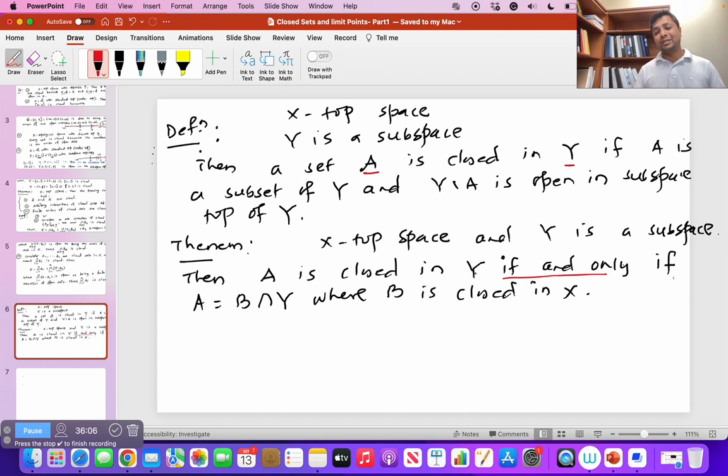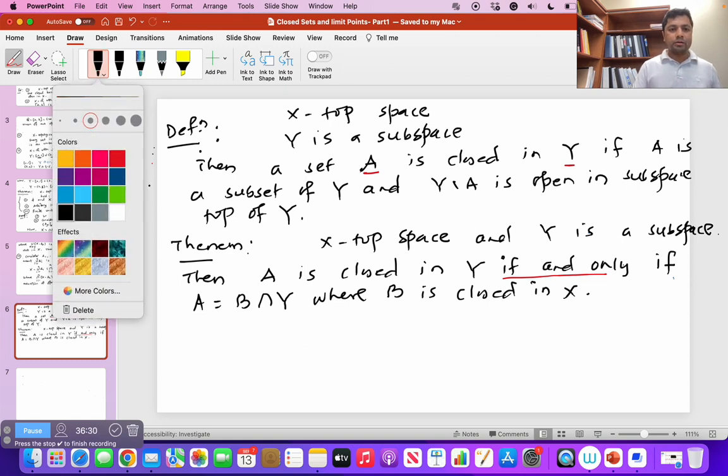If A is closed in Y, then we can write down A as the intersection of a closed set in X with Y. And also, if you can write down A as an intersection of a closed set in X with Y, then A is going to be closed in Y. I'm not going to give the proof of this theorem. If you are interested in the proof, you can take a look in Munkres' book.